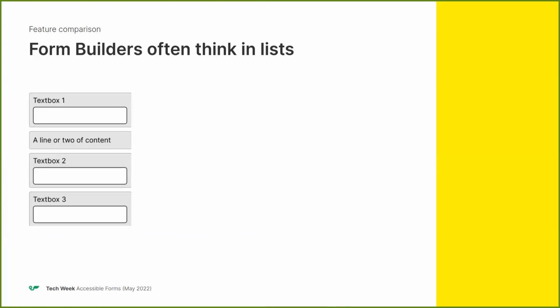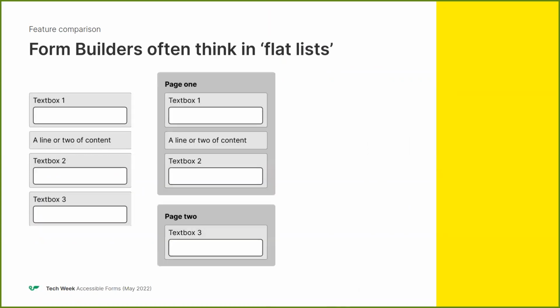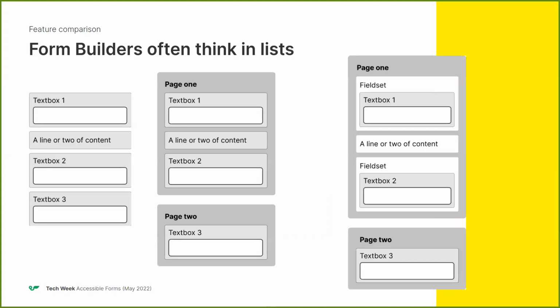So they're usually a flat list, and that tends to be a problem. They might happen to split things over multiple pages. So they've essentially got a flat list, but they allow a little bit of separation over multiple pages. But do remember, of course, that form builders are just a way of authoring HTML under the hood. So HTML isn't a flat list, of course, it's a hierarchy, and many accessibility features require supporting that kind of hierarchy. And these features are things like field sets.